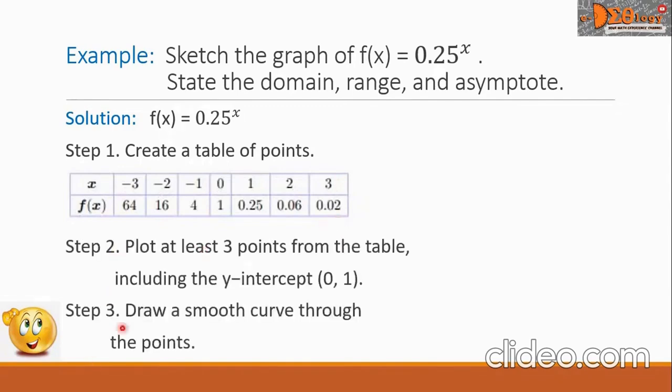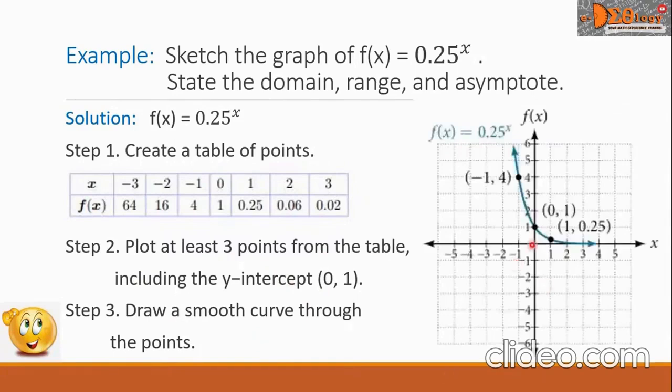For steps 2 and 3, plot at least 3 points from the table, including the y-intercept 0, 1. Draw a smooth curve through the points. Here now is our graph. We plotted 3 points, including the 0, 1, this point negative 1, 4, and another point 1, 0.25. This is now our smooth curve.